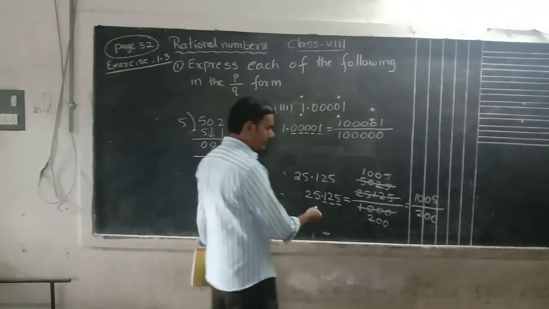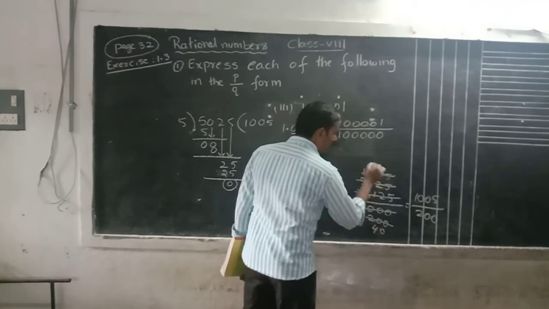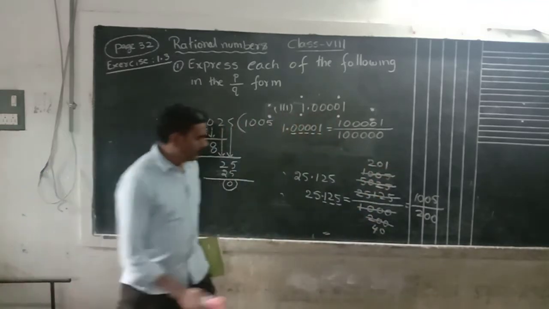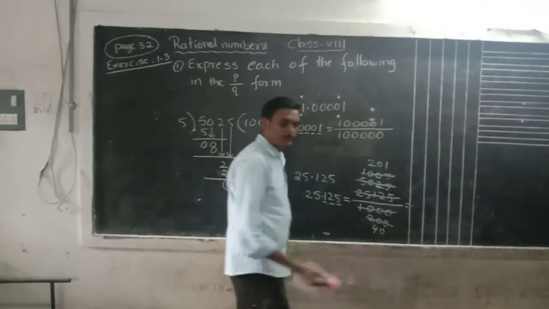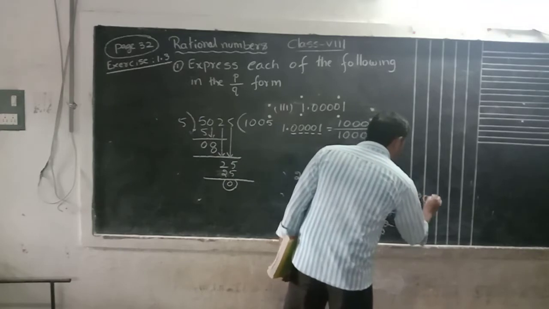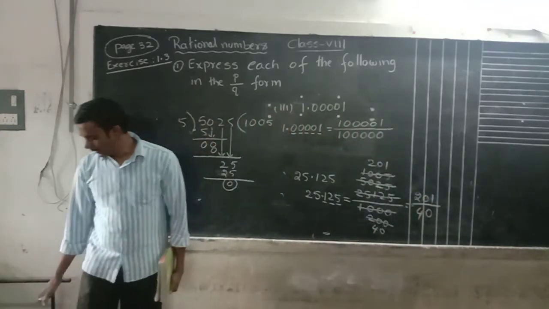We can do further cancellation. 5 40s are 200, 5 5s are 25. That means how much answer did we get? Further calculation is possible or not, otherwise that will be the answer. 201 by 40.